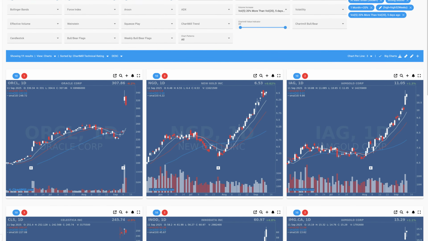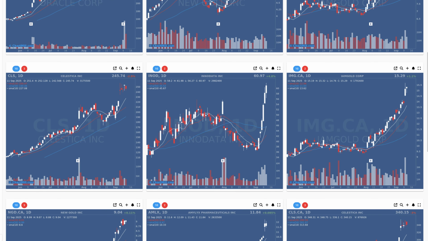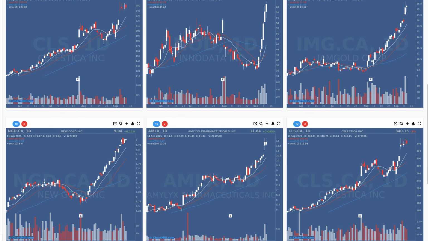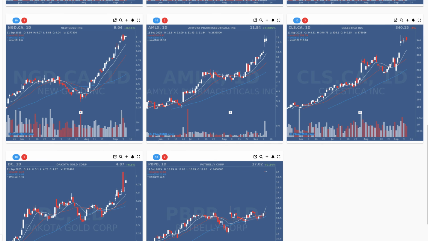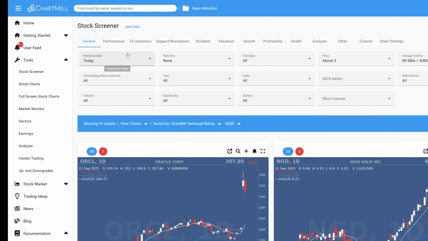And there you have it. This combination of filters, performance, volume, and custom rules gives us a list of stocks in a powerful Stage 2 uptrend, backed by rising volume. Of course, this is just one example. There are endless ways to combine filters and build your own strategy inside ChartMill.